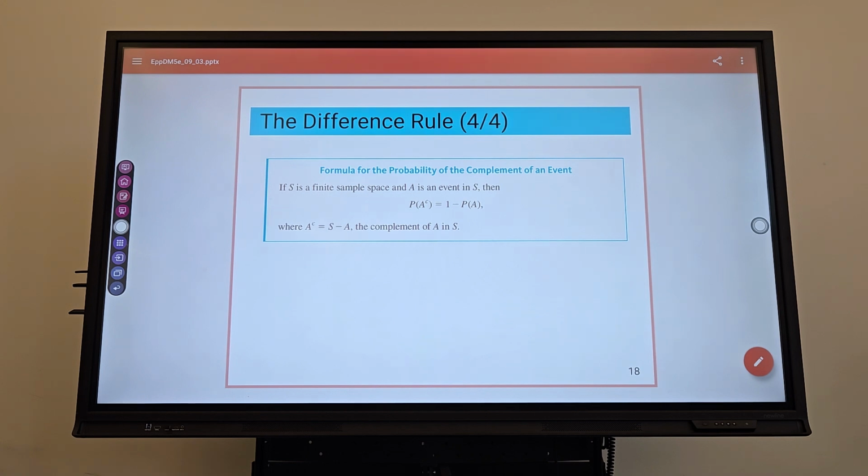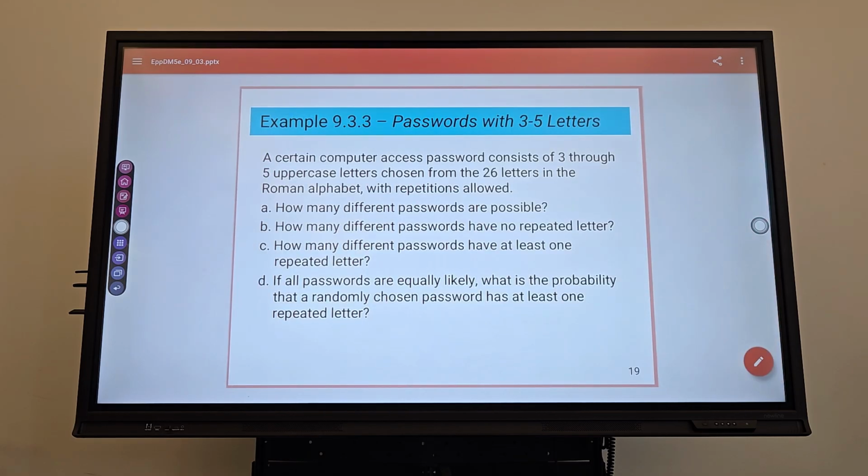The formula for the probability of the complement of an event. If S is a finite sample space and A is an event in S, the probability of the complement of A is 1 minus the probability of A, where the complement of A is S minus A.